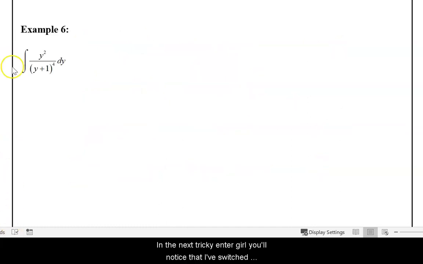In the next tricky integral, you'll notice that I've switched out of x and I've made it a y. For some reason, this always distresses students and really freaks them out. I have to admit, it does kind of give me a funny feeling in my stomach too. It just doesn't look right.